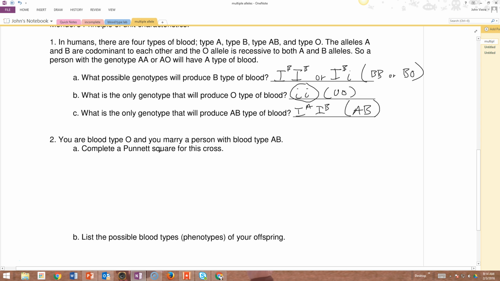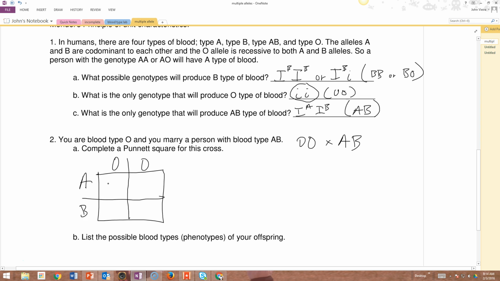If you're blood type O and you marry blood type AB, there's only one way to be O, and only one way to be AB. You just draw a Punnett square. Type O is a phenotype, but you still have to write it out as a genotype. So with the genotype, there's only one way. When you combine the gametes to form the zygotes, the offspring, you have a type A. That's the phenotype of that offspring.